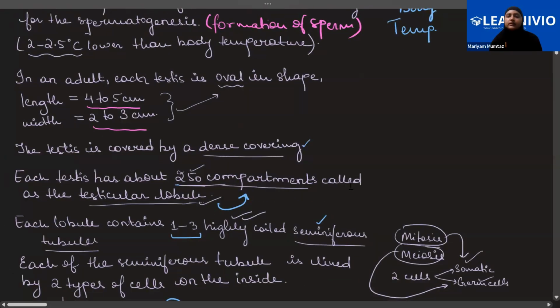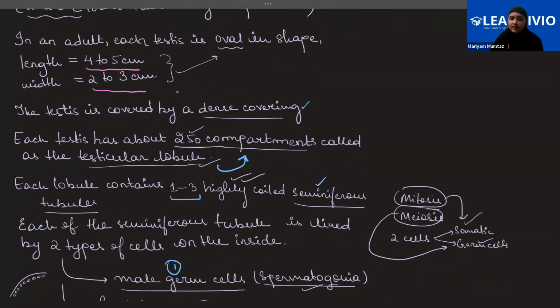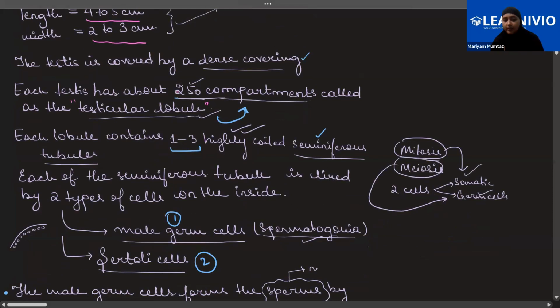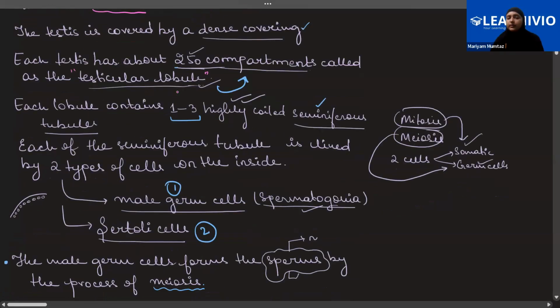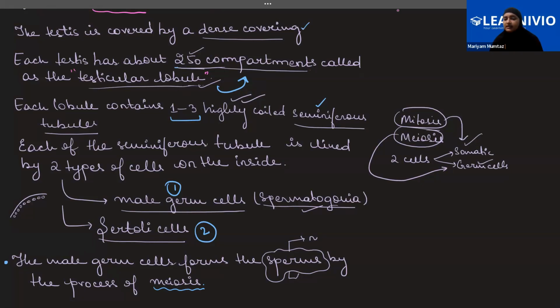Okay, so the testis is covered by a dense covering, and each testis has about 250 compartments present inside it, and those compartments are known as testicular lobules. So inside each testis there are 250 compartments. Now each lobule contains 1 to 3 highly coiled seminiferous tubules. Meaning inside the testes, testicular lobules are there. Inside the testicular lobules, there are seminiferous tubules.